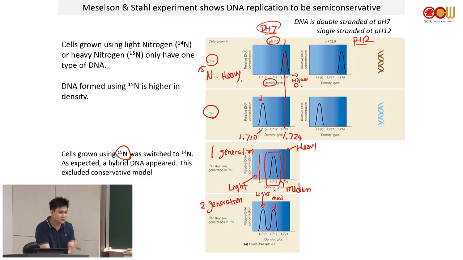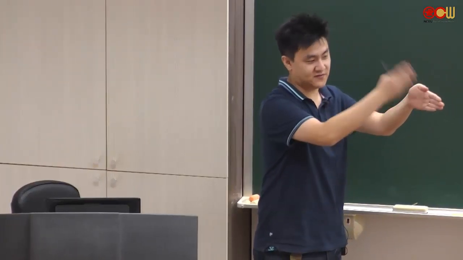So I still cannot rule out dispersive yet with this observation. Why? Because here in the first generation picture, it's a mix. I don't know, is it a mix? One is all heavy, one light, or maybe this guy is 50 heavy, 50 light. This guy is also 50 heavy, 50 light. I have no idea.